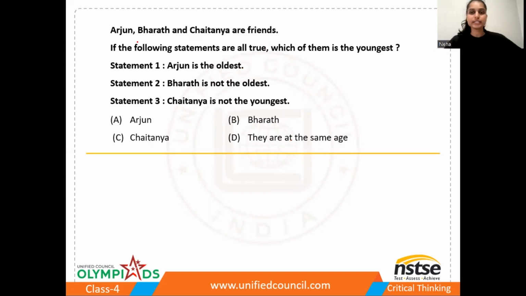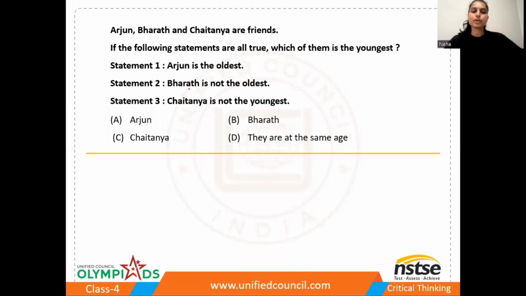The next question says that Arjun, Bharat and Chaitanya are friends. There are three friends, Arjun, Bharat and Chaitanya. We can call them ABC also, with the first letter of their name. If the following statements are all true, then which of them is the youngest?